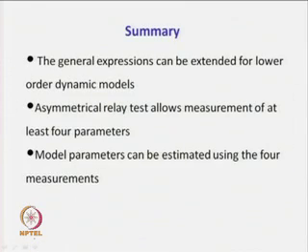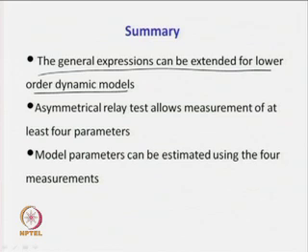Now, I will summarize the lecture. The general expressions can be extended for lower order dynamic models. What do we mean by lower order dynamic models? Sometimes we can have simpler transfer function models for higher order real time dynamical systems, in which case you have to put some limiting values for lambda 2. So, lambda 2 can be put either 0 or infinity, depending on the type of transfer function model we are targeting.